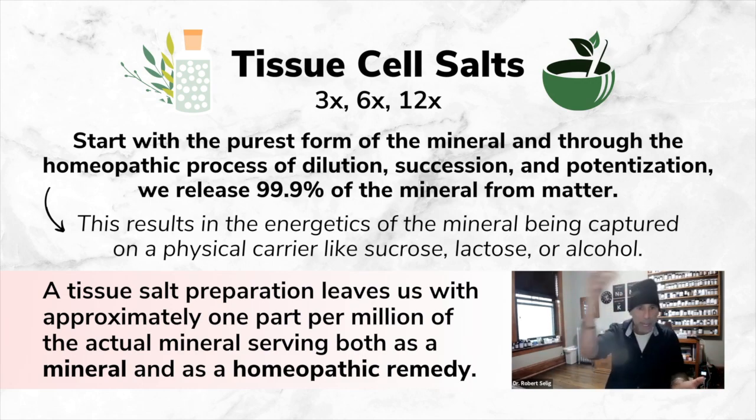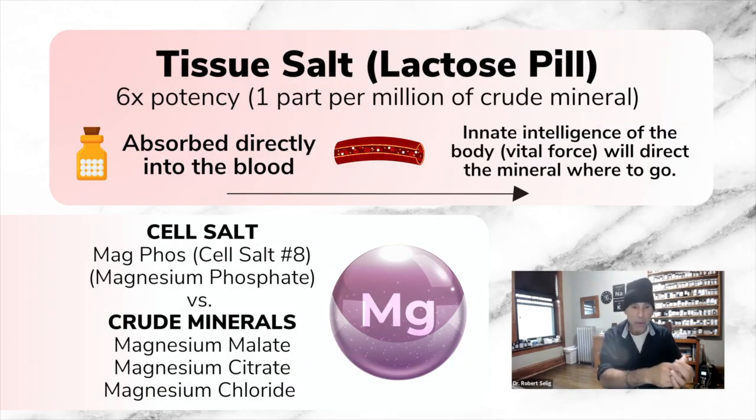It's the information, which is always non-physical. It's the information that the patient is lacking. That information needs to be put on a physical carrier. That physical carrier in homeopathic terms will be a sucrose, a lactose, or an alcohol. That will take the information and put it on a physical carrier. Most typically it's a lactose pill. That will be done in a 6x potency. That 6x potency still has the actual crude mineral, which will be about 1 part per million.